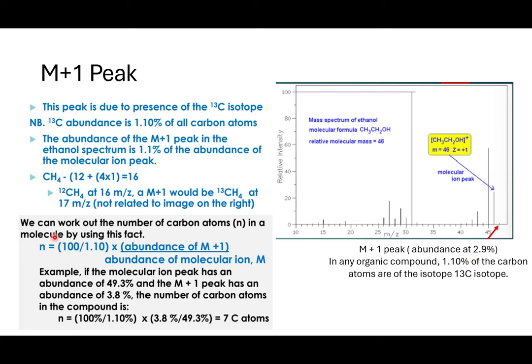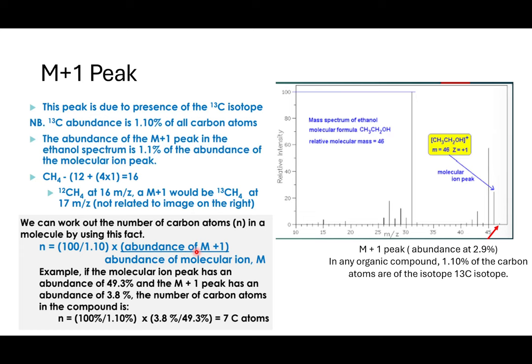This information down here is trying to work out the number of carbons. In order to find the number of carbons n in a molecule, this can be very useful, because if they just tell you that it's an alkene or something like that, the simplest information we can use to start figuring out what the molecule is is how many carbon atoms. So to find the number of carbons n, note the 1.1% abundance: 100 divided by 1.1 times the abundance of the M plus 1 peak divided by the abundance of the molecular ion peak M will give you the number of carbon atoms.